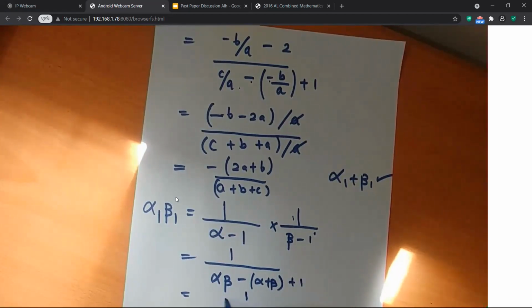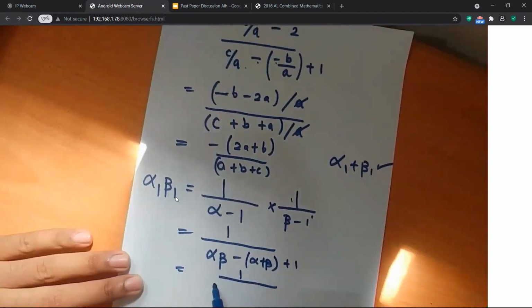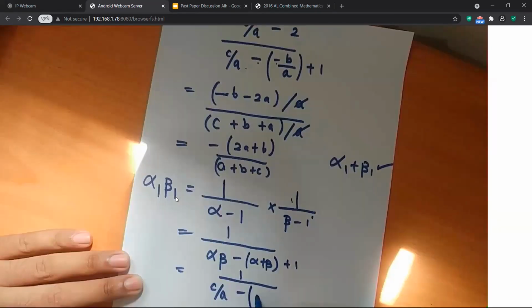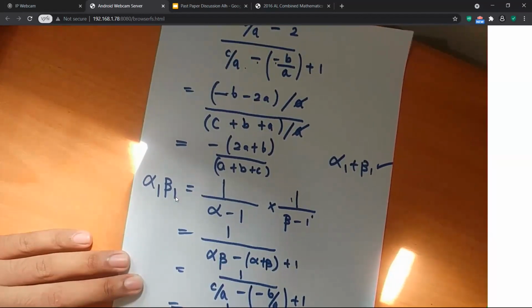Substitute what we need. 1 over alpha beta we know is c over a, minus alpha plus beta is minus b over a, plus 1. If you take the whole thing out, you get 1 over c plus b plus, if we take a out, a. Divide the whole thing by a. Because this is divided by a, we can take the a up, that is the reciprocal. So a over a plus b plus c.